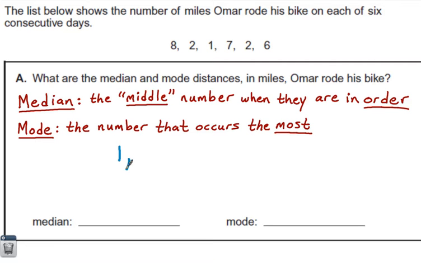So that'd be a 1, and you might want to cross them out as you go, just to make sure. And then next would be that 2, but then there's another 2, and next would come 6, and then 7, and then 8. And if you needed to cross these out as you went, that's fine. So what number is in the middle?